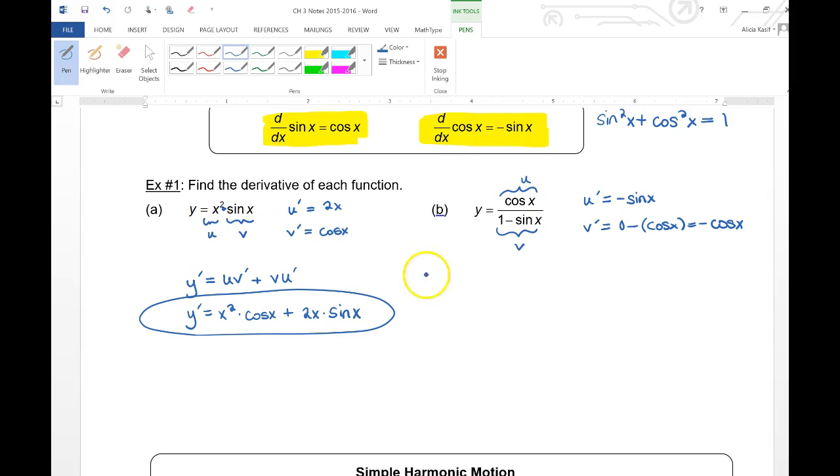Good? Okay, quotient rule, what is that? Okay, so I just did it the other way. That's fine, you could do it that way. And then, take high, d low.